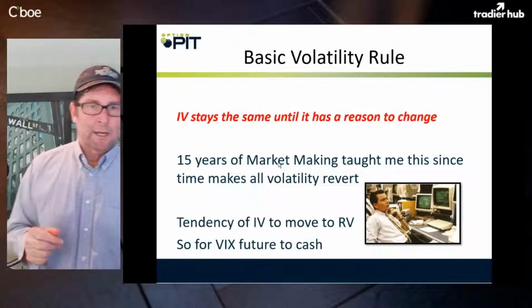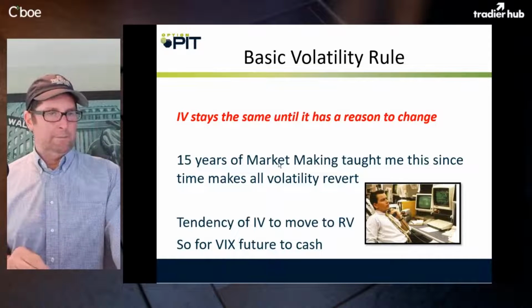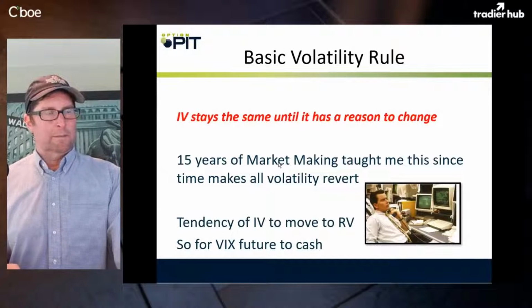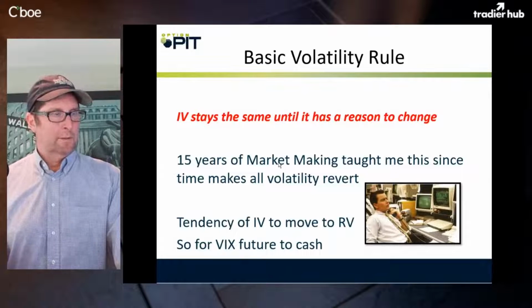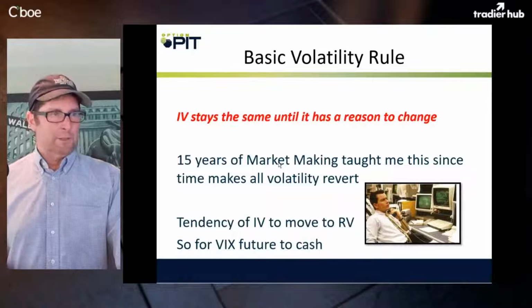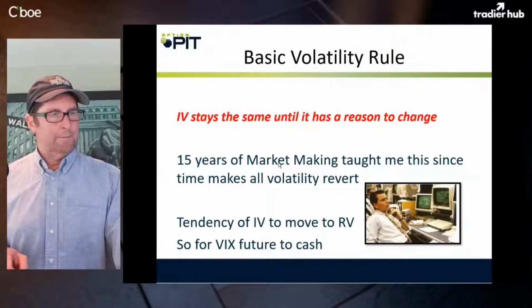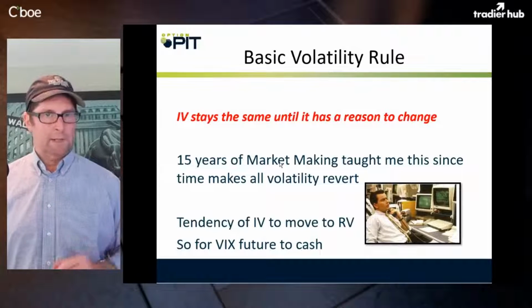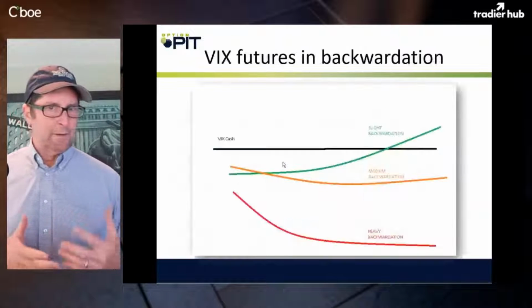That's what it is. It's the tendency of implied volatility to move to the realized vol. That is a long-term tendency. Realized vol is just how the underlying market is moving. It doesn't always do it instantly, but it's a strong gravitational pull. So VIX futures generally go to the cash, because remember, they're going to expire into cash. So this gives you a little flavor.